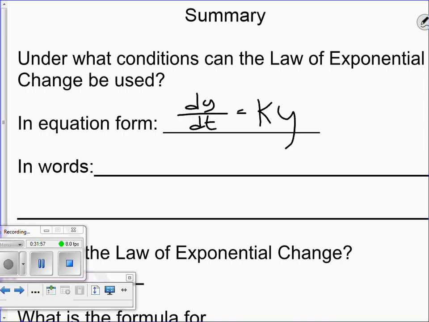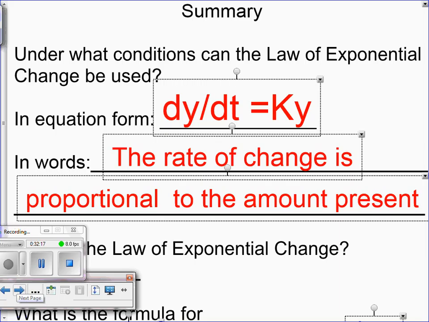Now, it might be a p instead of a y. They might actually put the number in here, but you have to recognize if you have that, you can use it. What about in words? The rate of change is proportional to... I just typed it really fast before because my handwriting is pretty bad.